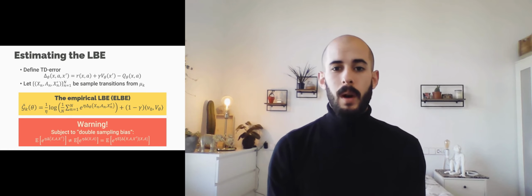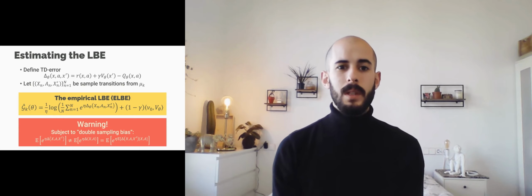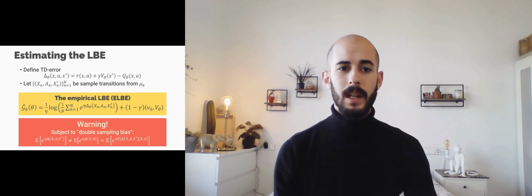Then, since we want our algorithm to be able to work in the reinforcement learning setting where we don't have access to the model, we need to be able to work with sample transitions. That's why we define the empirical LVE.